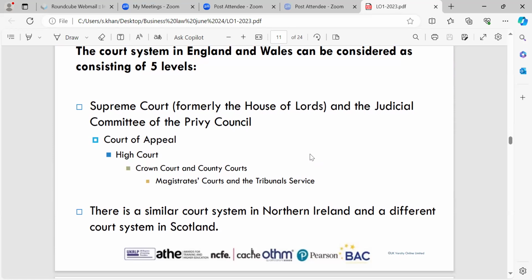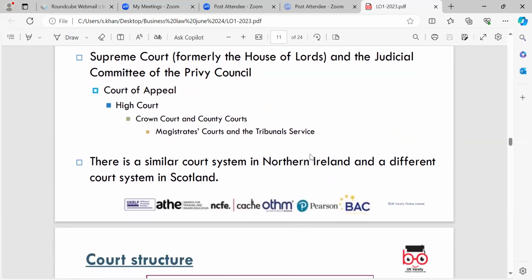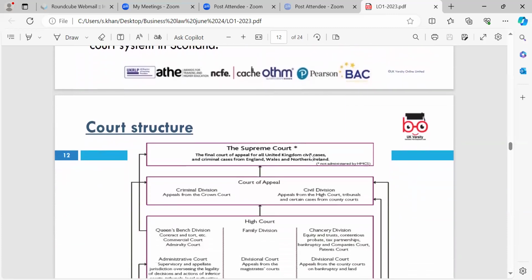The court system is made up of various courts, and each has a distinct role to play in the administration of justice. There's clearly a hierarchy, and this determines which courts bind or influence the decisions made by other courts in the hierarchy. It's important to know the role of each court and understand their relationship. So this is a hierarchy of the courts.